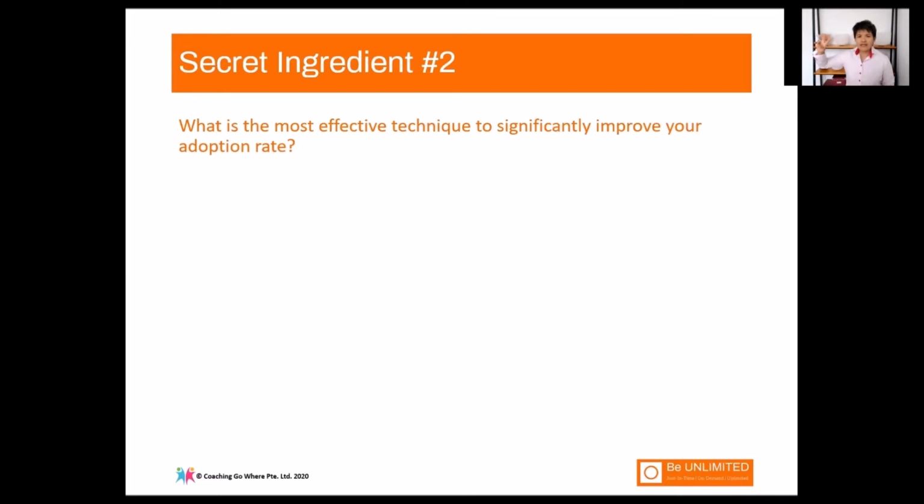Now, my secret ingredient number 2 is understanding what is the most effective technique to significantly improve your adoption rate. One of the mistakes that people often make is that they think they need to move everybody at the same time, but you actually don't, because that's never going to happen. When you introduce a new initiative, even when you're looking at products, you don't have mass take up straight away. So what you want to use is this particular model.